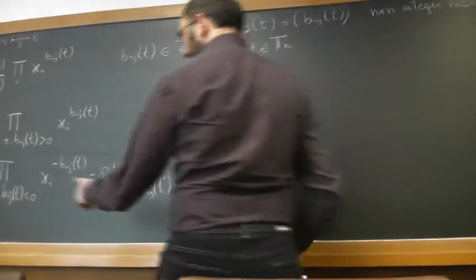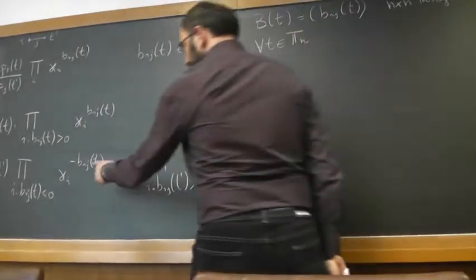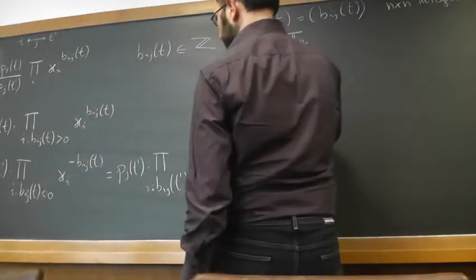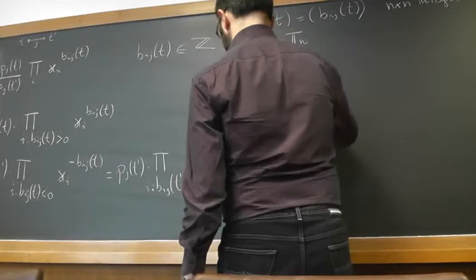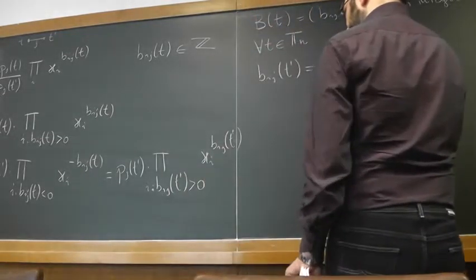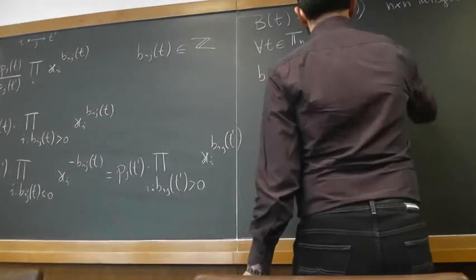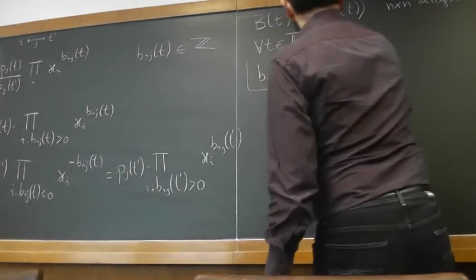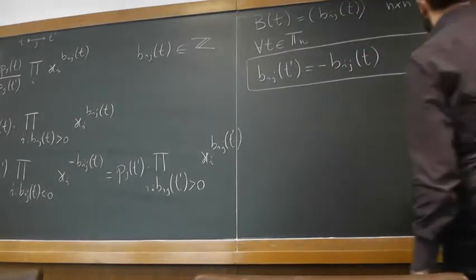And now if we look at these two expressions, we have an easy relation between these exponents. This is the first observation: Bij t prime is equal to minus Bij t. Okay, this is true if t and t prime are joined by an edge labeled with j.